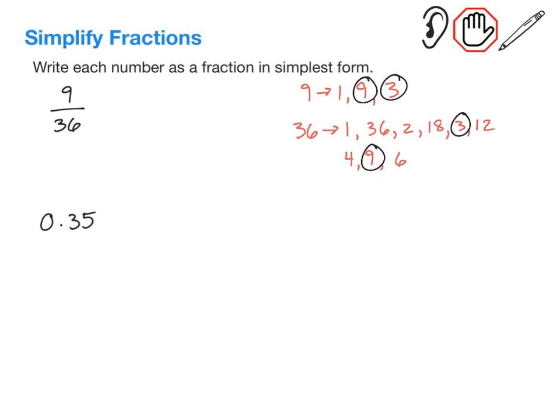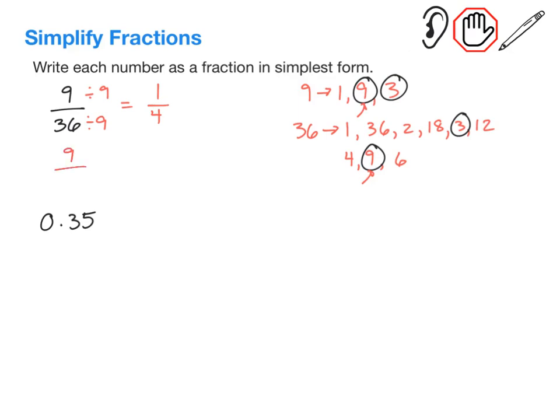Now if you wanted to take my shortcut, I would use the greatest common factor of 9, and I would take that and divide both numbers by it. So 9 divided by 9 is 1, 36 divided by 9 is 4. Now, if you don't use the greatest common factor and don't see that 9 goes into both numbers evenly, you can use the number 3.